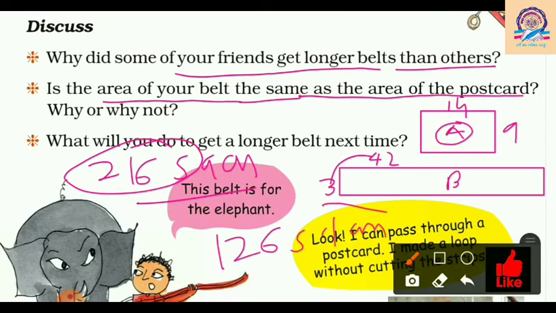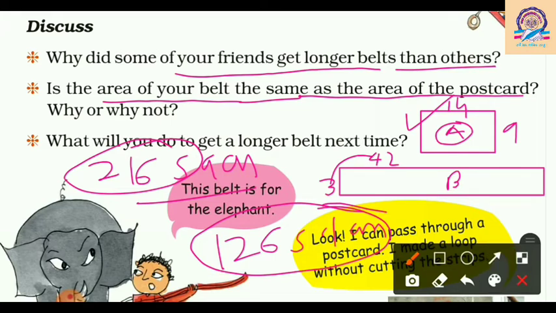So you can see that we have changed the design shape of that old postcard. The shape is changed, but the area is not changed. Okay, their perimeters can also be changed. Remember that. What will you do to get a longer belt next time?